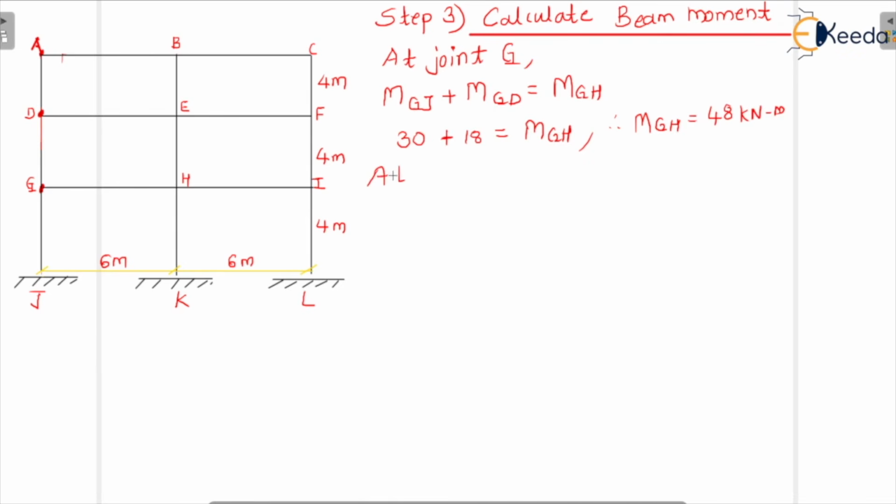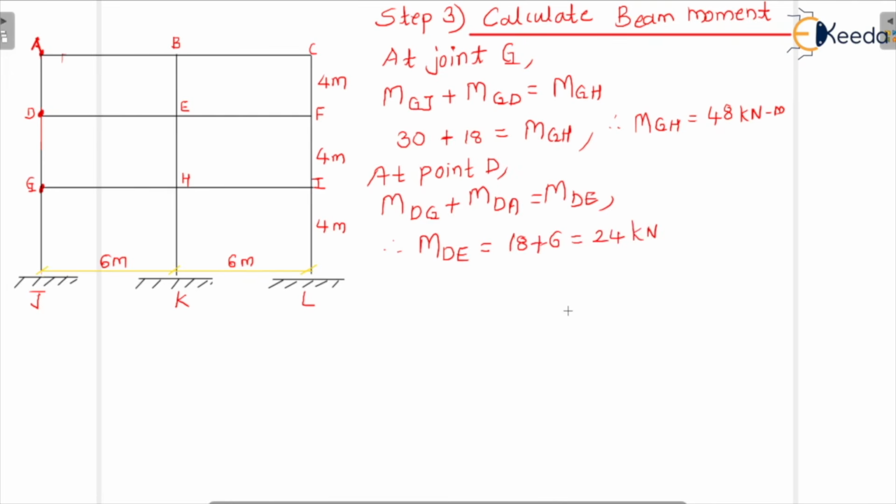Now let's see at joint D. What can we write? M of DG plus M of DA is equal to M of DE. DG is 18 plus DA is 6. We have calculated all this before. So we get 24 kilonewton meter. Now let's see at joint A. We can write the equation as M of AD is equal to M of AB, and this value we have as 6 kilonewton meter.